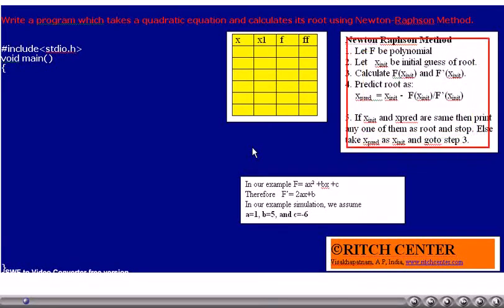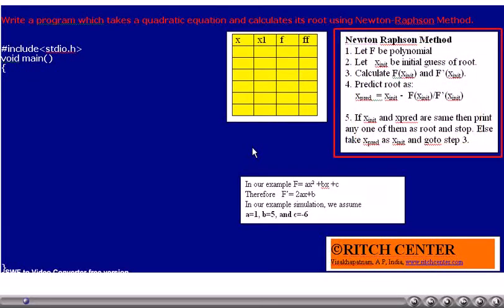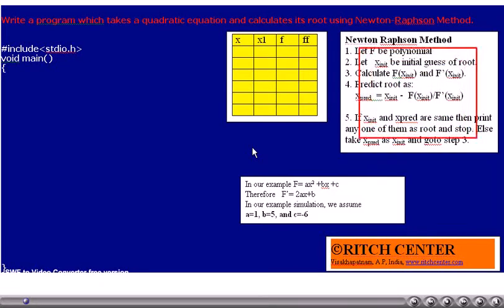If x initial and x predicted are almost the same or the same, then we can say that we have reached the solution. Otherwise, we take x predicted as x initial and again continue the same steps of predicting the root and again comparing, again deciding whether to do any more iteration or not.